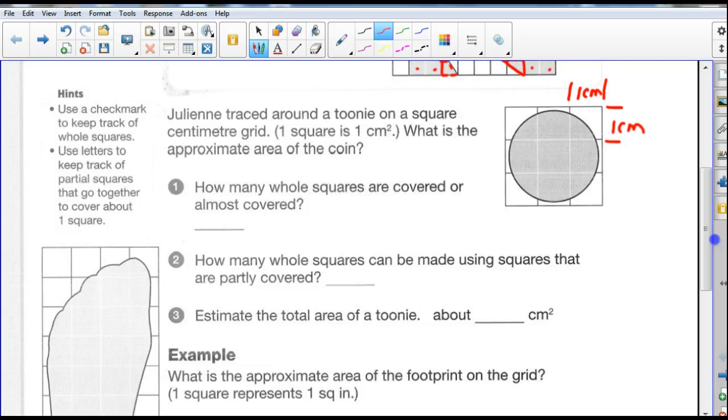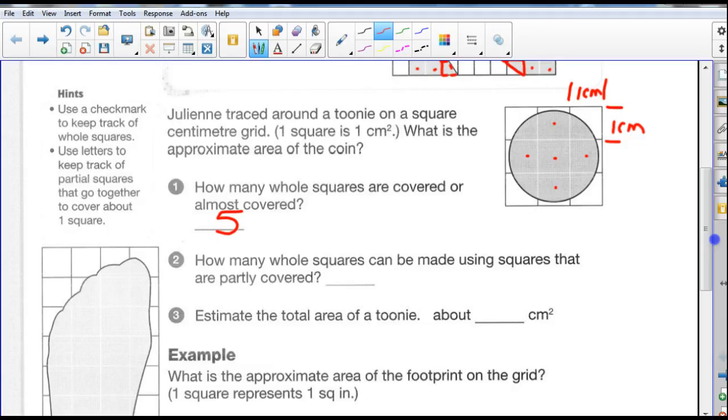Well, we know we've got 1 full one. So how many whole squares are covered or almost covered? 1, I'd say this is almost covered. 2, this is almost covered. 3, this is almost covered. 4, this is almost covered. 5, so we've got 5 that are almost all covered.